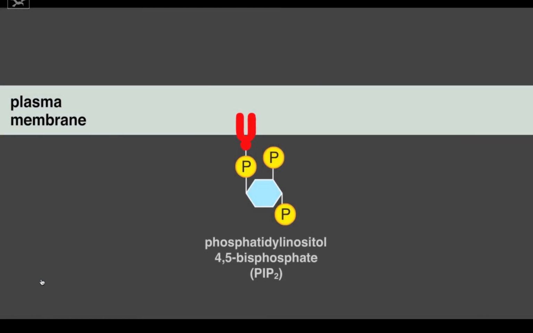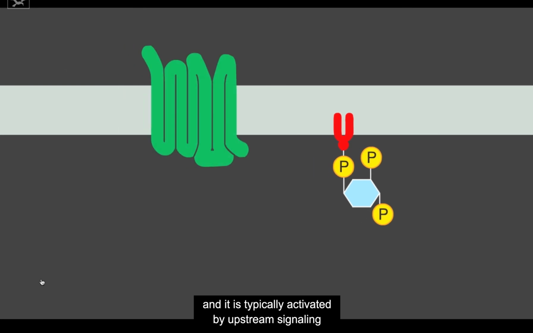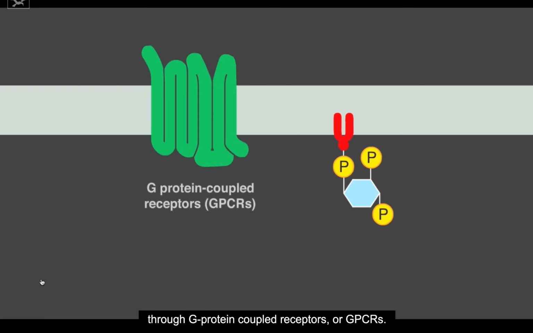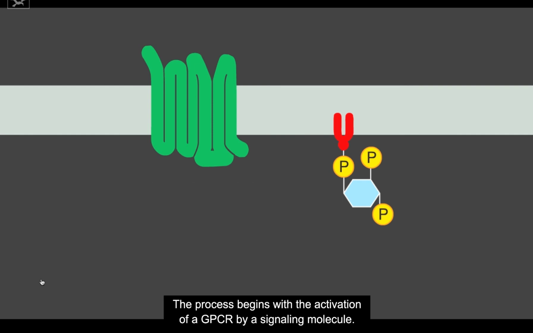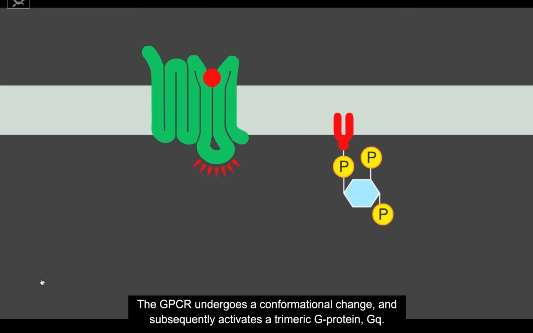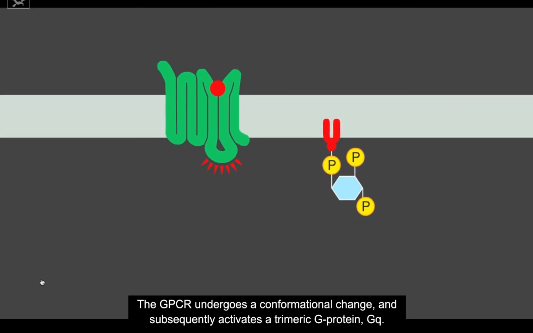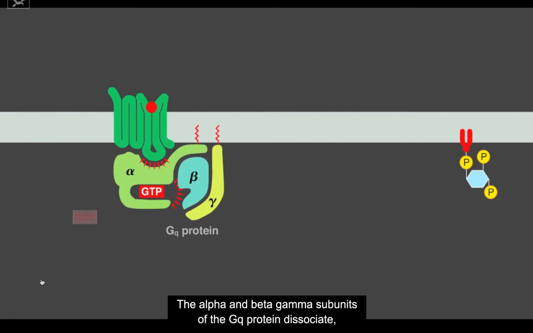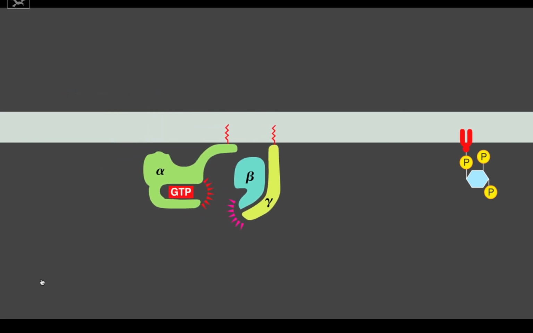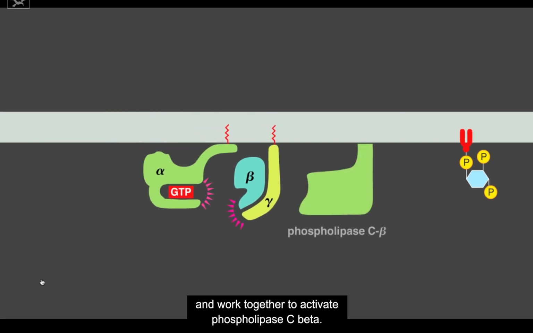Phosphatidylinositol 4,5-bisphosphate, or PIP2, lies at the heart of many signaling pathways, and it is typically activated by upstream signaling through G-protein-coupled receptors, or GPCRs. The process begins with the activation of a GPCR by a signaling molecule. The GPCR undergoes a conformational change and subsequently activates a trimeric G protein, GQ. The alpha and beta-gamma subunits of the GQ protein dissociate and work together to activate phospholipase C beta.